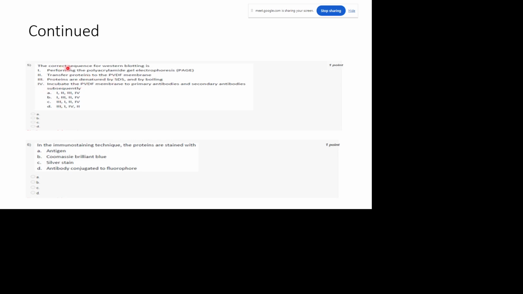Then we will perform the PAGE electrophoresis. So then 1 will come, and then we will transfer protein. After the electrophoresis we will transfer the proteins to the PVDF membrane. So then comes 2, and then at last we incubate the PVDF membrane with primary antibody and secondary antibodies subsequently. So option C is the correct sequence for Western blotting.